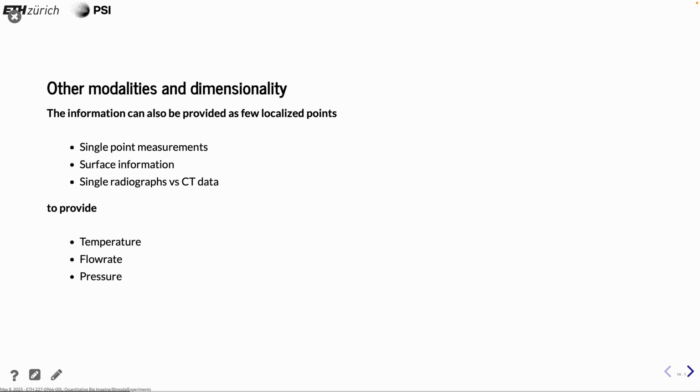So the example I gave is on the same dimension, but you could also consider mixing information so that you have scalar information, and you can also have surface information combined with the acquisition. And finally, you could also combine single radiographs with computed tomography data. And that would make it possible to measure temperature, flow rates, pressure, etc. in your data. And fusing those will give you more information about the sample.